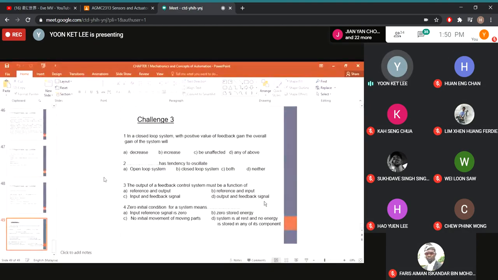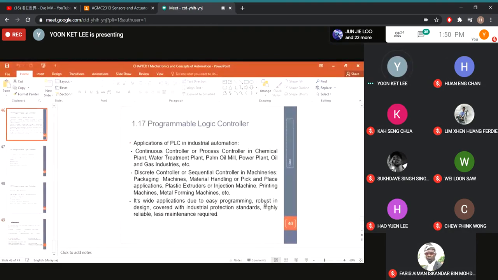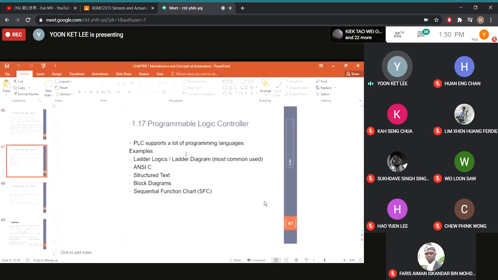So the challenge 3, basically this is what I mean here. What if I want to apply this PLC in the industry for continuous or process and also discrete control? And then, as I say, there is a language that you saw in the video just now, that one we call ladder logic.